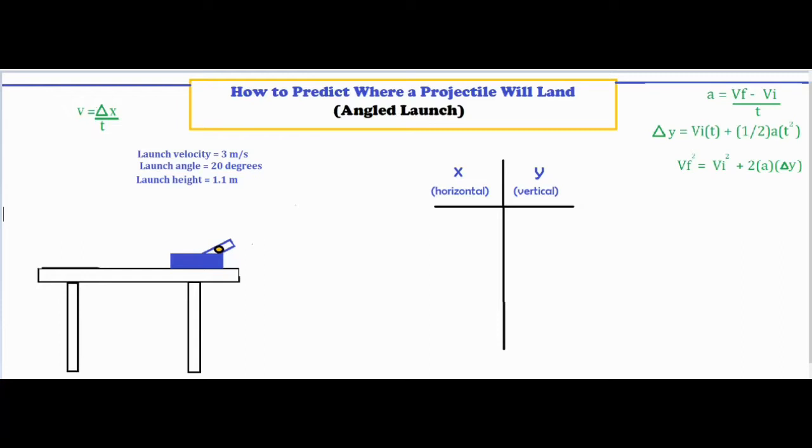So the first thing we typically do is draw out a triangle, and we have the projectile being launched at 3 meters per second at a 20-degree angle, and we have an x and y component of the velocity, which I'll call Vx and Vy. I'm going to get started finding those two components, and then I'm going to start placing variables into my two columns shortly after.